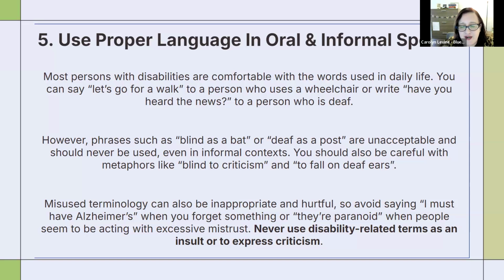And this is something that I myself even struggle with, and you probably hear students do this a lot. Saying things like, oh, I forgot to do that, I must have Alzheimer's, or that person is so paranoid, when someone is acting with excessive mistrust. Or one I hear a lot is, oh, I'm so OCD. We don't want to use disability terminology to describe a specific behavior or just a general feeling, because it's not the same thing. And then we're taking away from the person who may have that diagnosis.